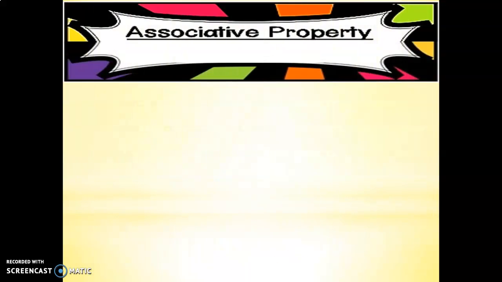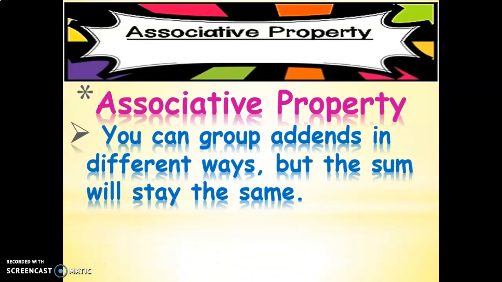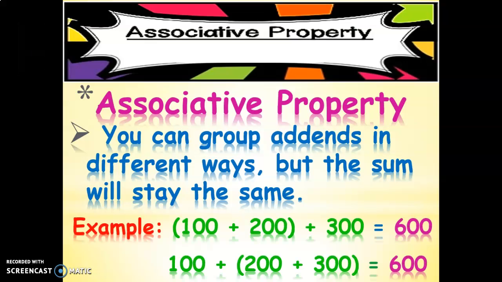And for the last property, we have associative property. This states that you can group addends in different ways, but the sum will stay the same. So if we have a group of addends, example, 100 plus 200. These two numbers or two addends are inside a bracket, which tells us that they are in one group, plus 300. If you add them up, 100 plus 200 plus 300, the answer is 600.